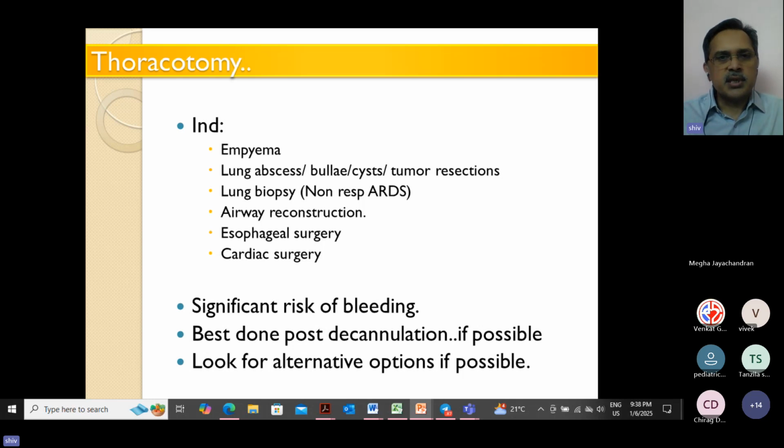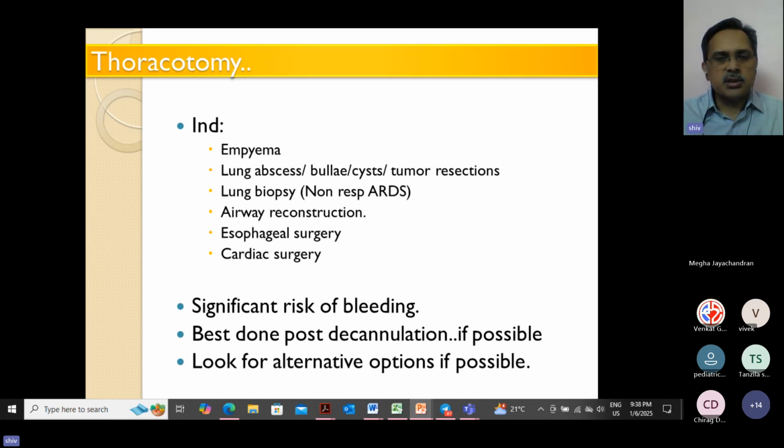Again, thoracotomy, just like chest drains, significant risk of bleeding. So really it has to be a proper good indication to do it. Like in the patient that we spoke about with the hydatid cyst and the significant bronchopleural fistulas, there was no other option but to go for it.